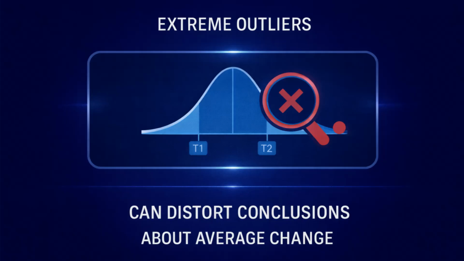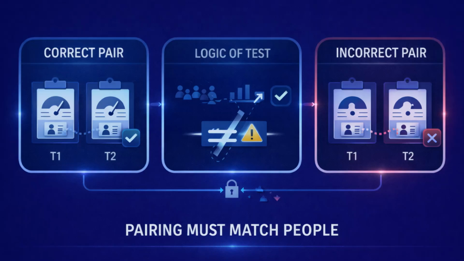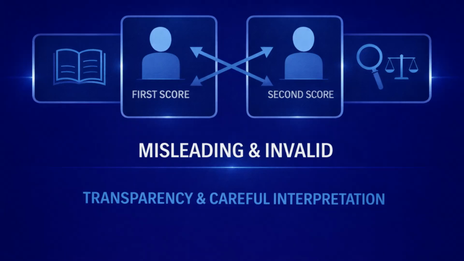Extreme outliers in change scores can distort conclusions about average change. Inconsistent measurement across the two conditions can weaken confidence in the comparison. Incorrect pairing undermines the logic of the test entirely. In these cases, transparency and careful interpretation are more important than forcing a conclusion.